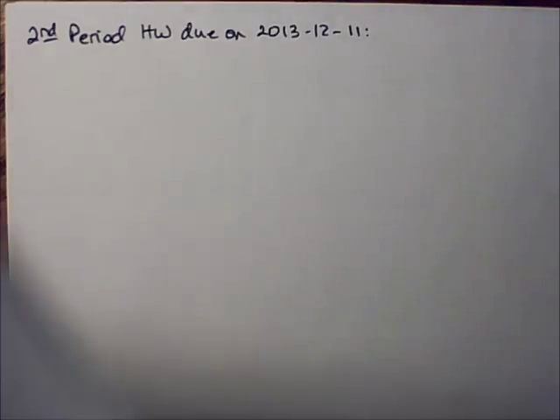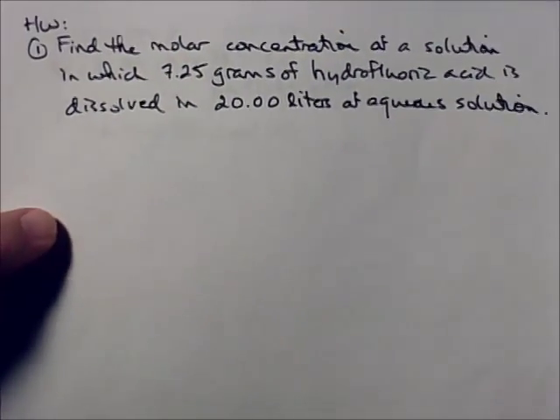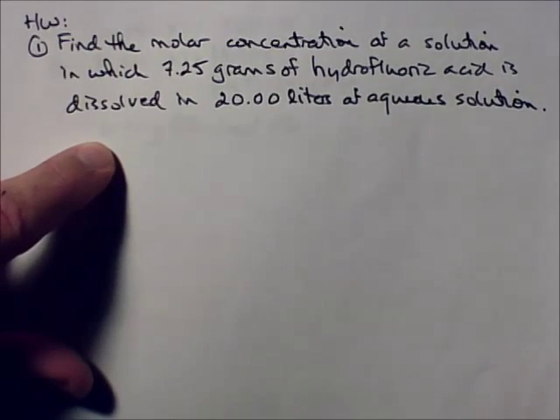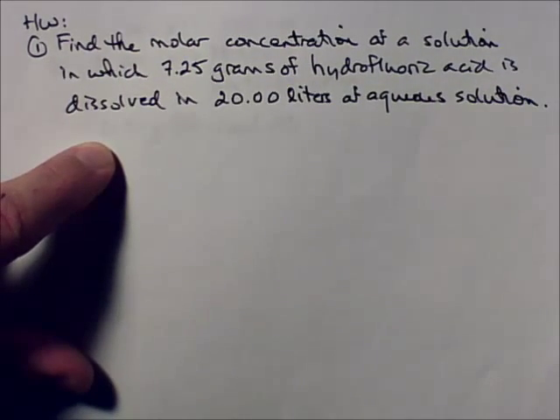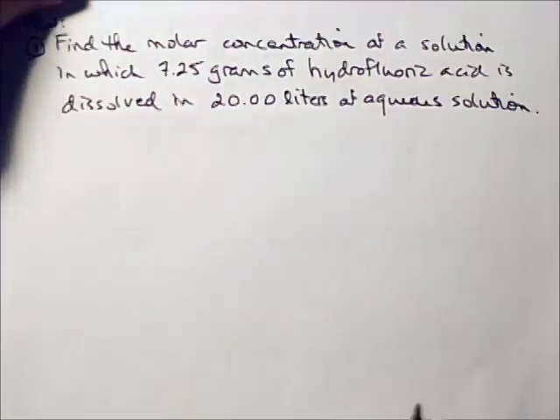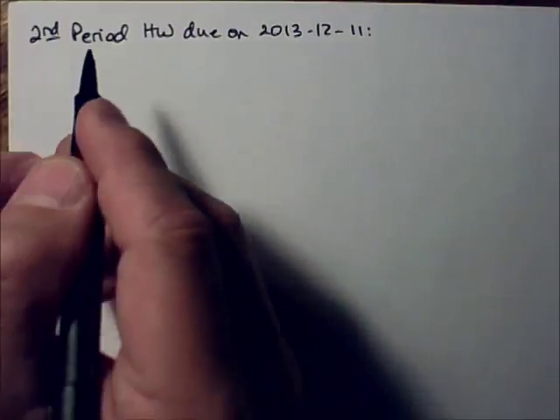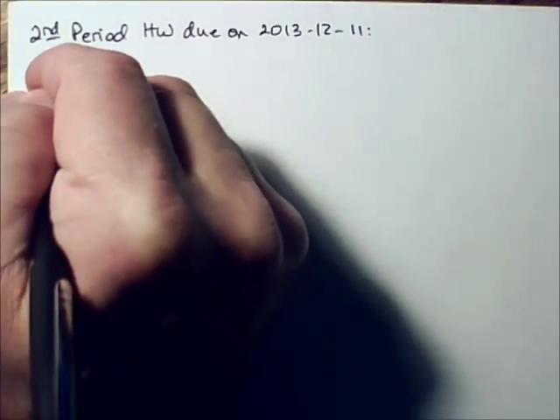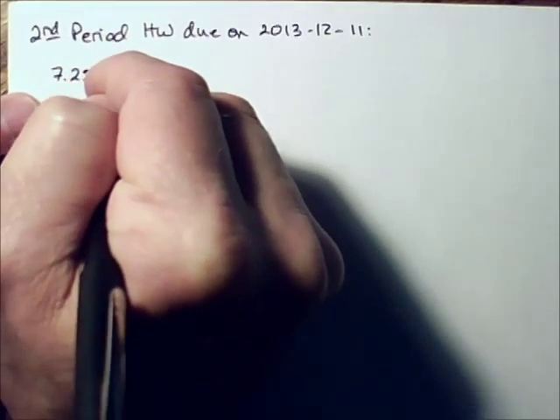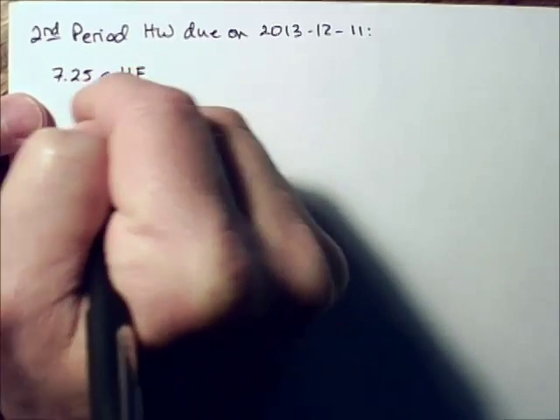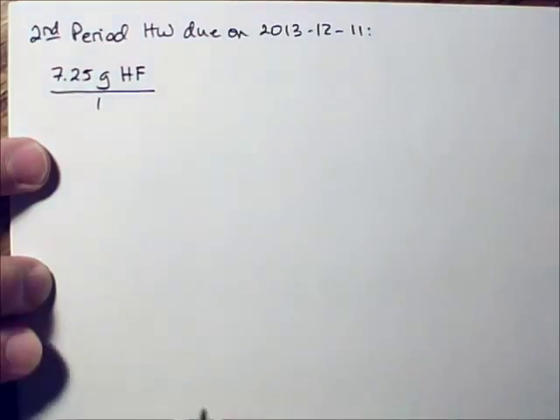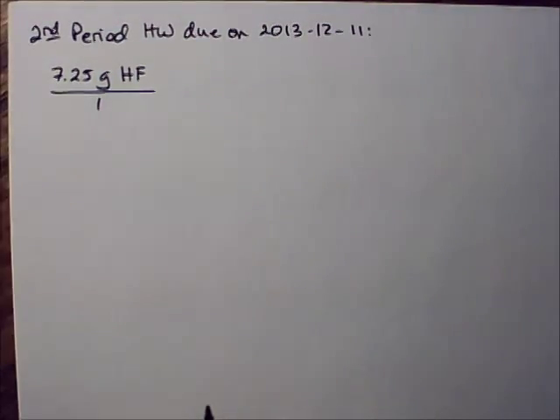So the first homework problem you were assigned was to find the molar concentration of a solution in which 7.25 grams of hydrofluoric acid is dissolved in 20 liters of aqueous solution. So we start with 7.25 grams of hydrofluoric acid. Put that over 1. We need to know the molar mass of hydrofluoric acid.